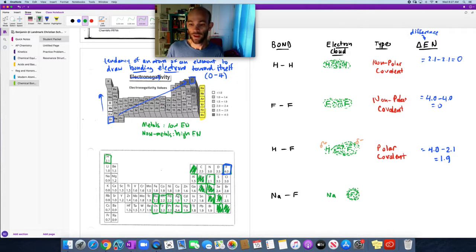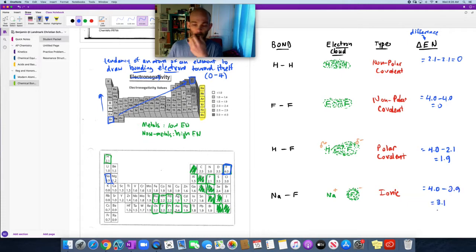And so now we've got full charges, Na plus and F minus. And that's an ionic bond. And how do you get an ionic bond? Well, you need a large difference in electronegativity. So 4 for the fluorine minus 0.9, right? 0.9 for the sodium. And that gives us 3.1.